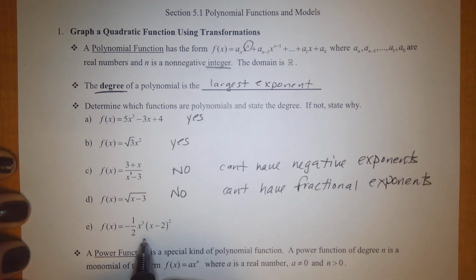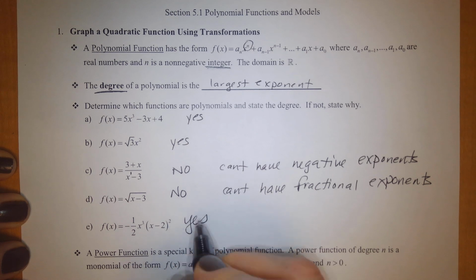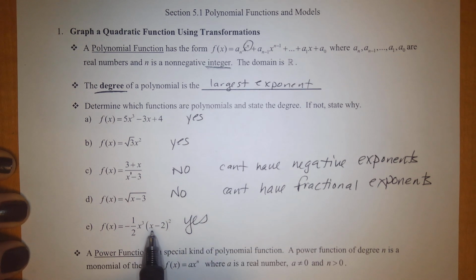Finally, this last one, this is a polynomial function. Each x has a power that is an integer. This is x squared, which is an integer. X to the third is an integer. It has a coefficient out in front that is a real number, and there are no fractional exponents. So this is a polynomial function.